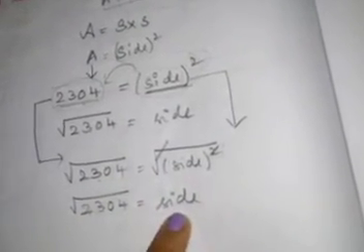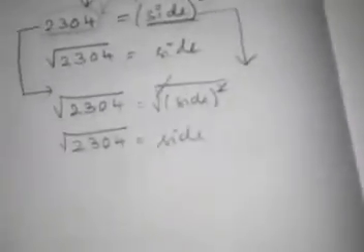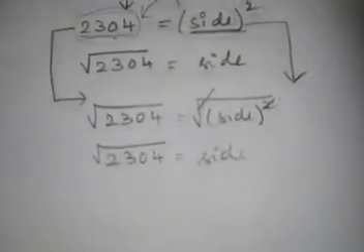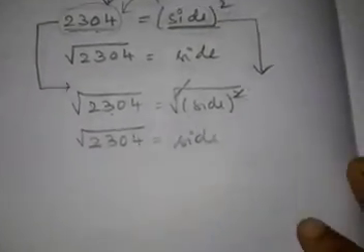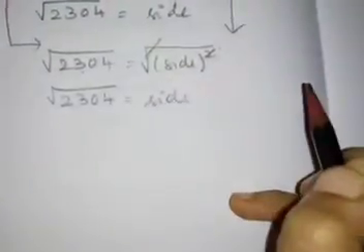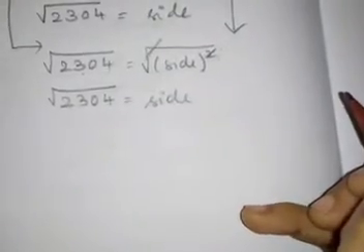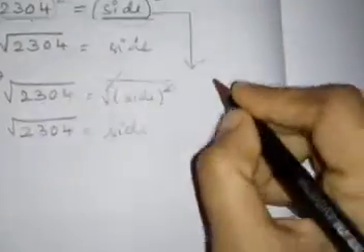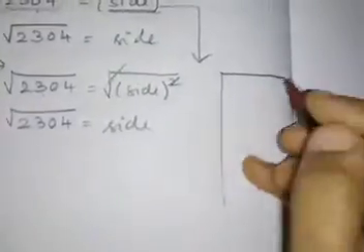Okay, so I am getting this value. So if you find the square root of this 2304, you will get the side value. So how will you find it? As usual, you can either do prime factorization or the long division method. I am going to do the long division method.